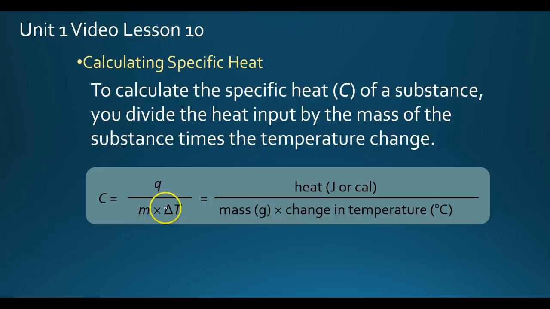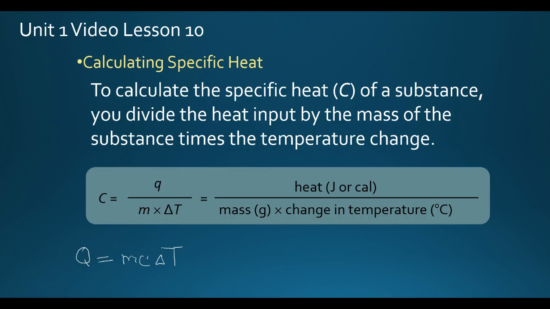Now take a look at this equation right here. Does this look familiar? Q is equal to mc delta T. That's right. We used this equation in the Bunsen burner lab. It's the same thing, except now we have solved this equation for C, for the specific heat. We can do the same for mass, and we have actually used it for the delta T.